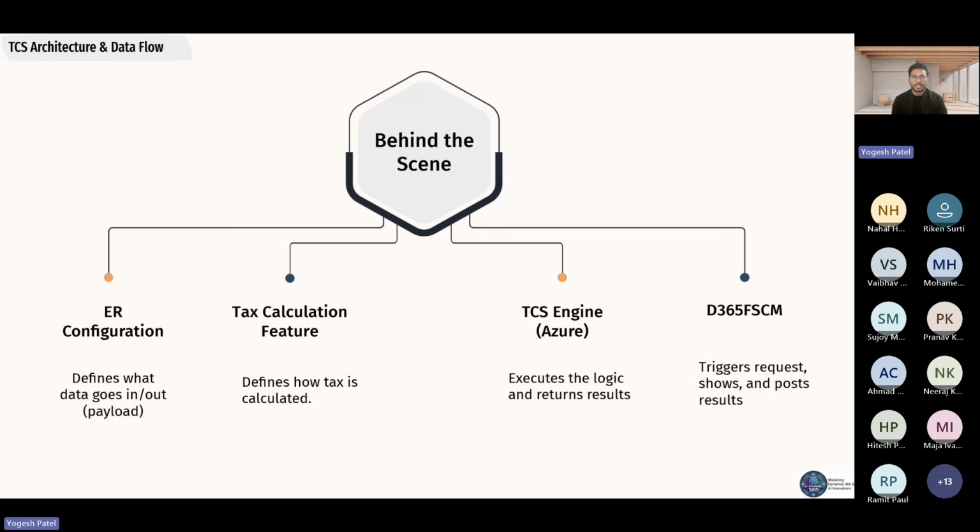Let's look at what happens behind the scenes when TCS runs. So I start with ER, electronic reporting configuration. This defines what data goes in and out, basically the payload structure. Then comes the TCS feature, where you define how tax is calculated. So it's your rate, your rules, your rates, and metrics.